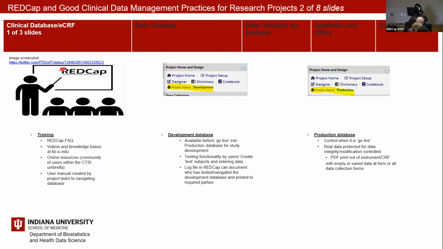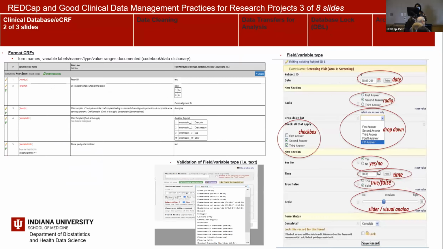There's also the production database, which is when you go live. That's for the real data entry, and it's protected, and there's an audit trail. There's also the ability to print out in PDF all of the case report forms, the instruments, with empty or saved data. Sometimes at the end of the study, the collaborator will come to us and say, I want to print out at participant level or at the whole project level all of the entries that have been done by the participants. And I want you to also send me the calendar, and I want you to send me your data dictionary with it.